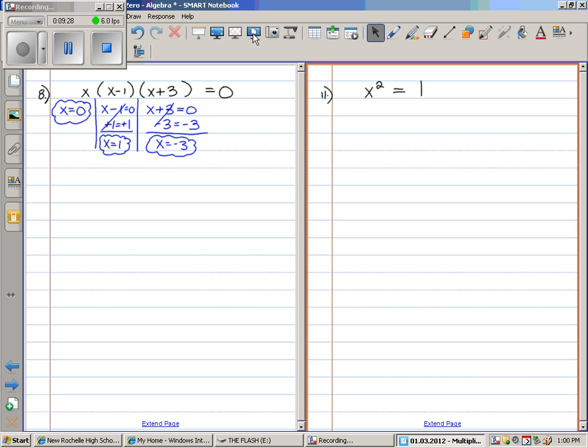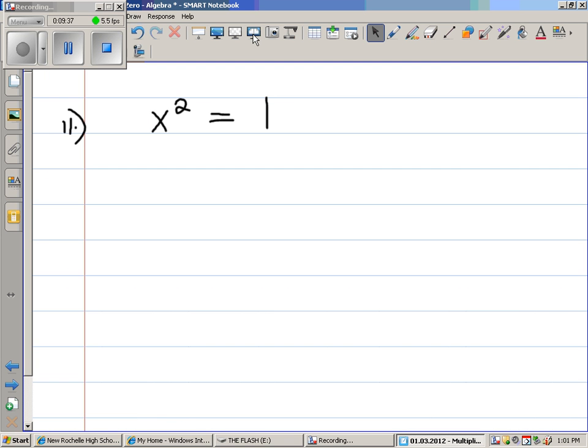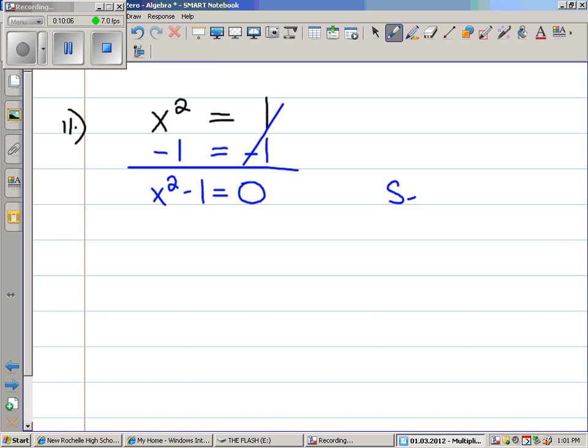We're going to force it to be like this one. We're going to force it to be equal to 0. Excellent, that's exactly what I'm looking for. So how do you force this to be equal to 0? Take away 1. That's all we're going to do. We take away 1 from both sides. So we get x squared minus 1 equals 0. That's our first step: set equal to 0.